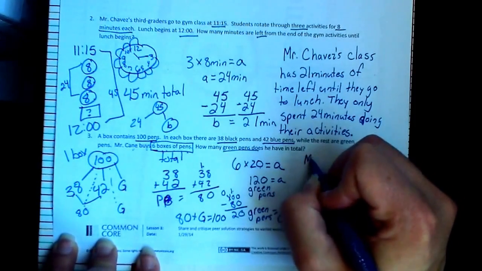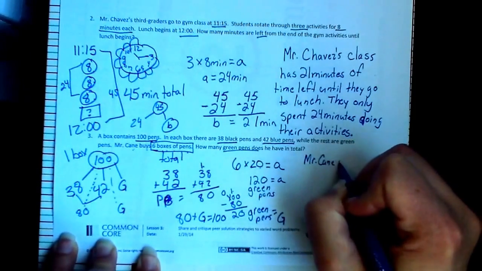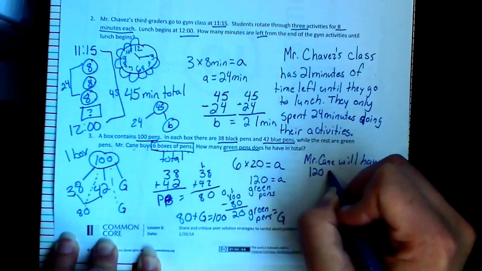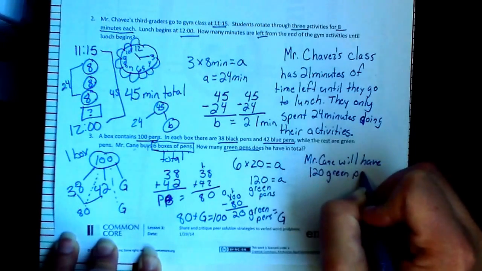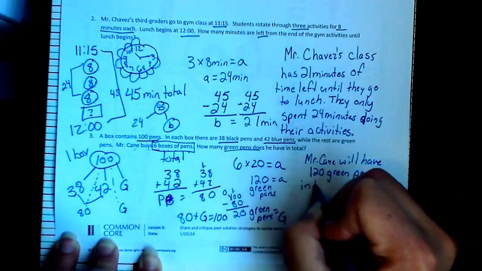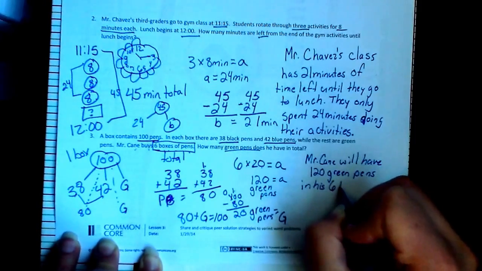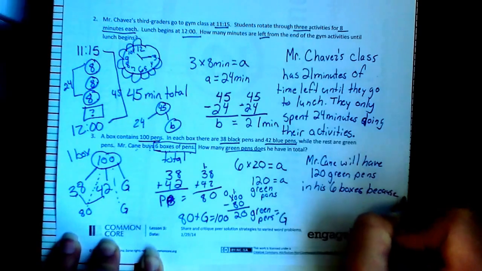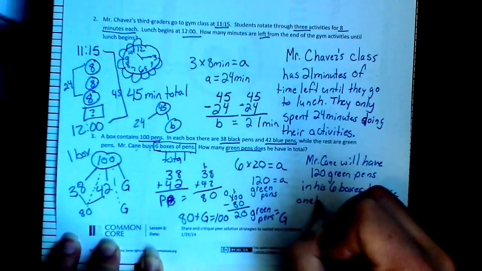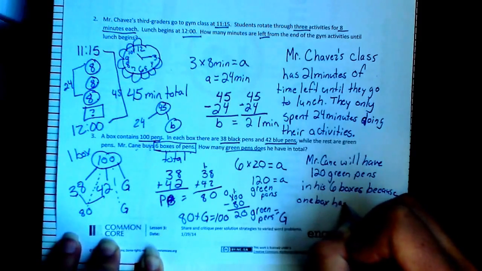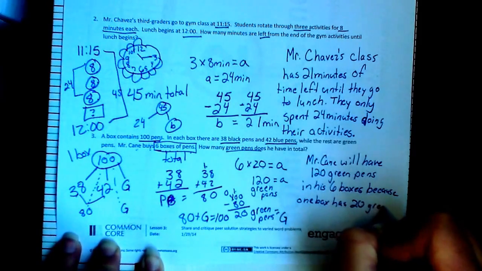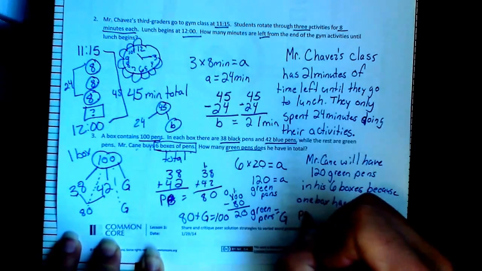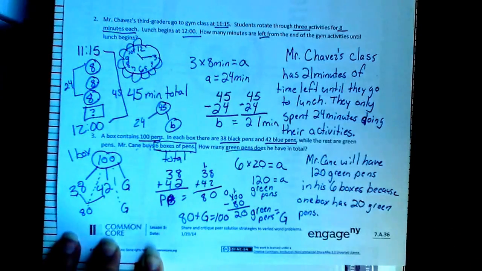So Mr. Kane will have 120 green pens in his 6 boxes because one box has 20 green pens. Can't just say pens because there's way more, because there's 100 total pens in the box, right? So make sure you're really specific about which color you're talking about with your answer.